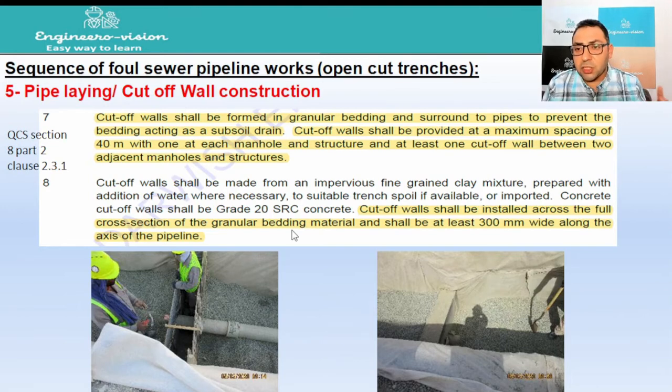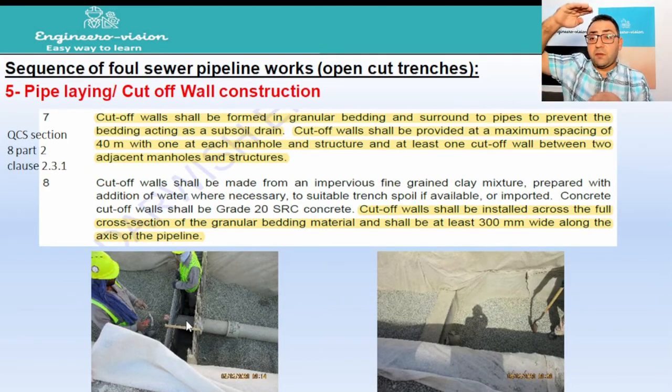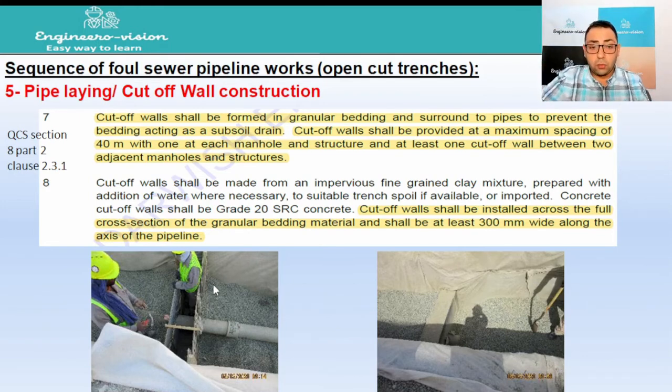What are the dimensions of this cut-off wall, or what is the frequency of it? We construct the cut-off wall every 40 meters between two adjacent manholes, and the width of this cut-off wall will be 300 mm, and the length of it will be the width of the trench, as we can see here in these photos. This is the width of the trench. This is 300 mm, and to which level? To the level of the surround, as I mentioned before, to prevent the bedding acting as a subsoil drain.